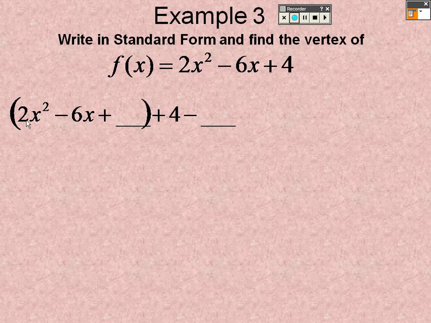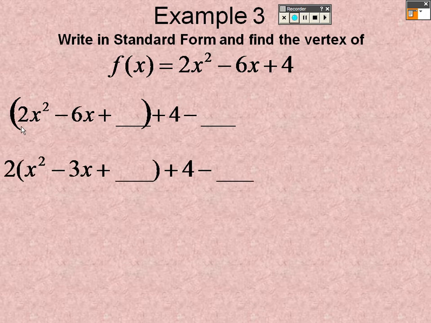But once again, you can't do completing the square with a number out in front, so you have to take that 2 out of there. To take that 2 out, I'm going to divide these by 2. 2 divided by 2 is 1. Negative 6 divided by 2 is negative 3.